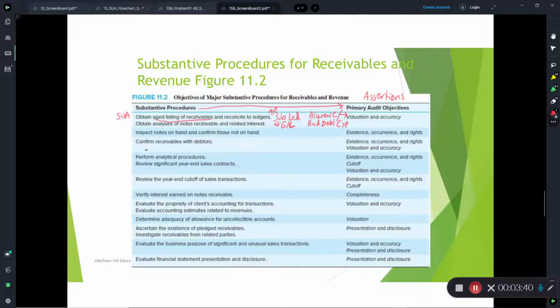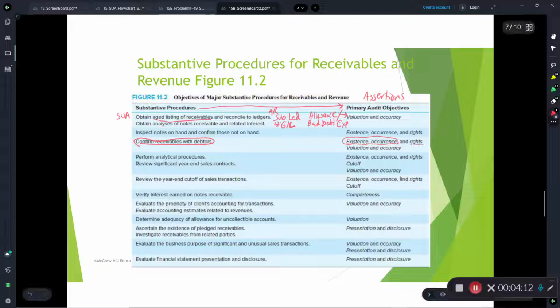We're going to talk today about confirmations, so I'll spend more time on that in just a minute. But obviously, if we're going to look outside of the firm, that's what a confirmation is. It's looking for some evidence outside the firm from another party. Well, that helps with the validity, right? Does that receivable actually exist? Did the transactions occur?